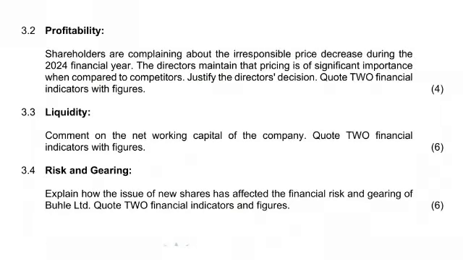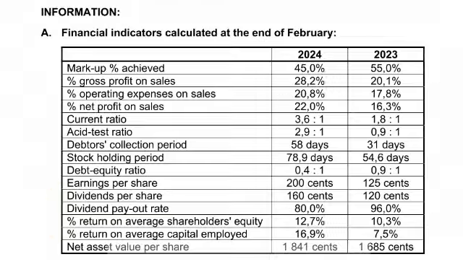In 3.4, I'm now in the area of interpretation called risk and gearing, and it says explain how the issue of shares has affected the financial risk and gearing of Butler Ltd. Code 2 financial indicators and figures. Now, you are in risk and gearing, so you're both looking at risk and gearing. How much risk am I in? How much am I financed by that? And gearing, what is financing me? Capital or is it debt? Again, the indicators that show me that would be the debt equity ratio and the percentage return on capital employed.